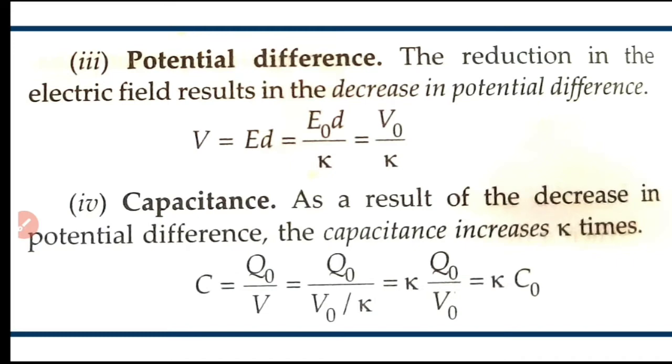Now coming to the potential difference. If the electric field is reduced by K, potential difference will also be reduced by K, because potential difference is nothing but E into d. So E0 by K into d means V0 by K. So potential difference also decreases by a factor K. Now capacitance. The change taking place here is insertion of a dielectric. If the dielectric slab has a dielectric constant K, the capacitance becomes K times the initial capacitance. That we have already discussed. That point you can write directly.